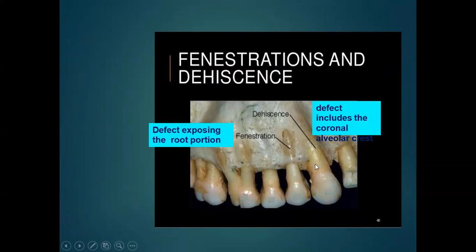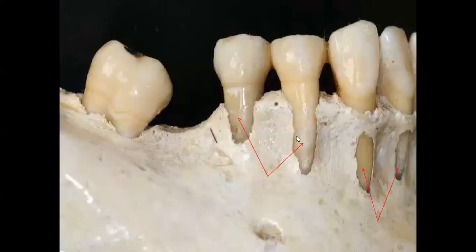Dehiscence is continuous from the marginal bone. The bone resorption happens gradually. That is called dehiscence. When there is only a satellite resorption of bone, it is called fenestration. And when there is a continuous resorption of bone, then it is called dehiscence.